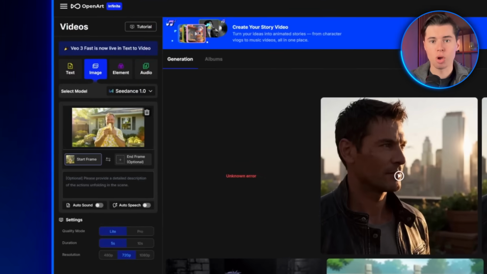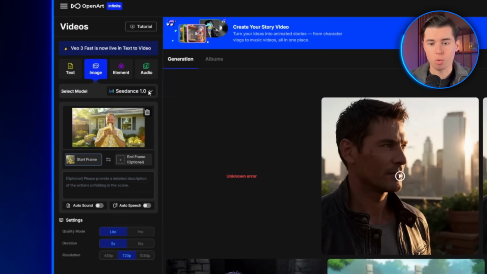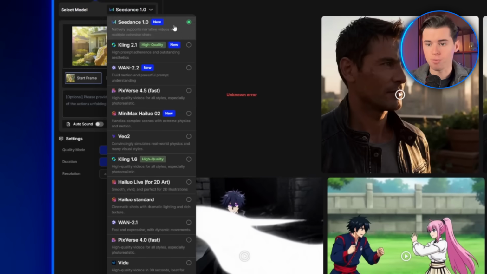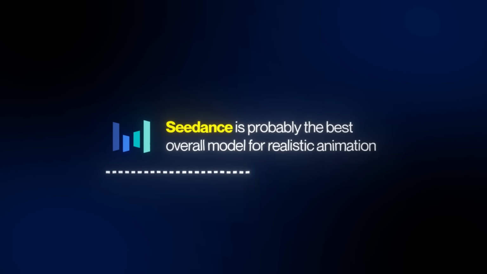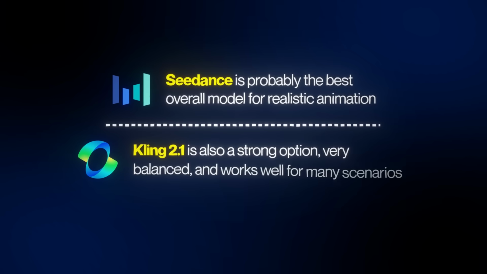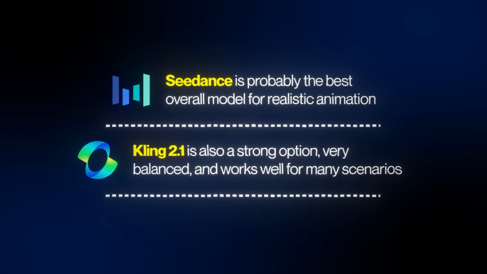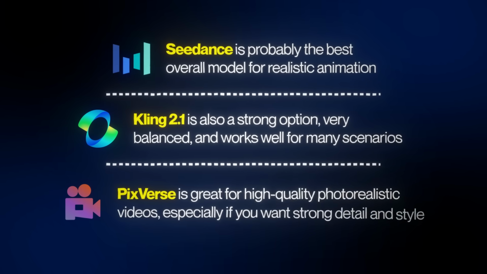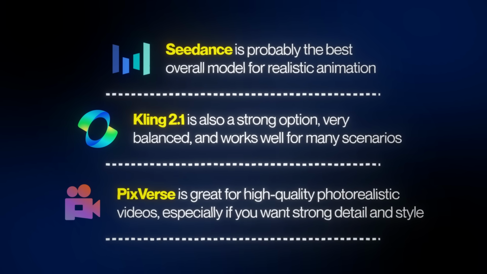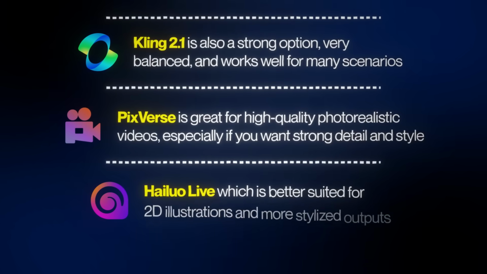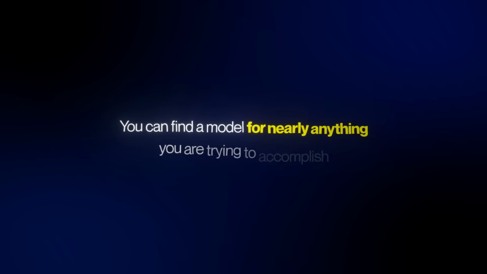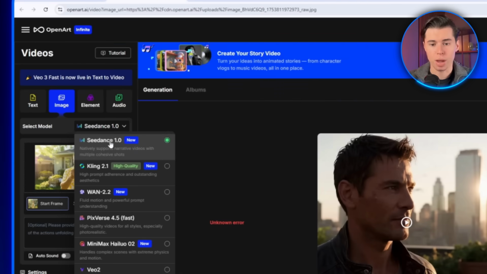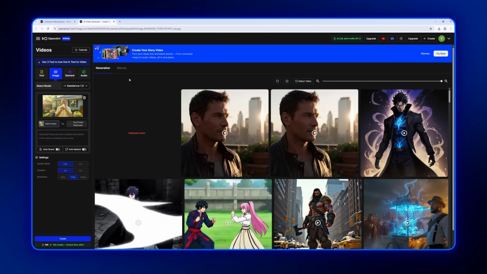Now, in the top left corner, you'll see an option labeled Select Model. Click the dropdown, and here you'll find a bunch of different video models, each one optimized for a different use case. Let me break down a few of them. Seedance is probably the best overall model for realistic animation. Kling 2.1 is also a strong option, very balanced, and works well for many scenarios. Then Pixverse is great for high-quality, photorealistic videos, especially if you want strong detail and style. And then you've got things like Hilo Live, which is better suited for 2D illustrations and more stylized outputs. You can find a model for nearly anything you're trying to accomplish. For this example, I'm going to go with Seedance, just because it fits the documentary style really well.